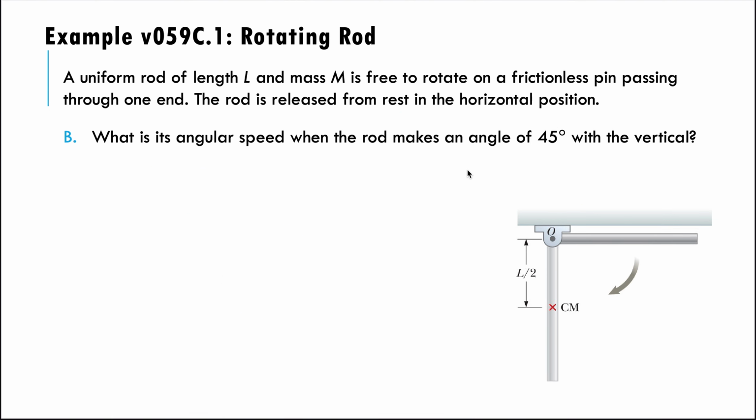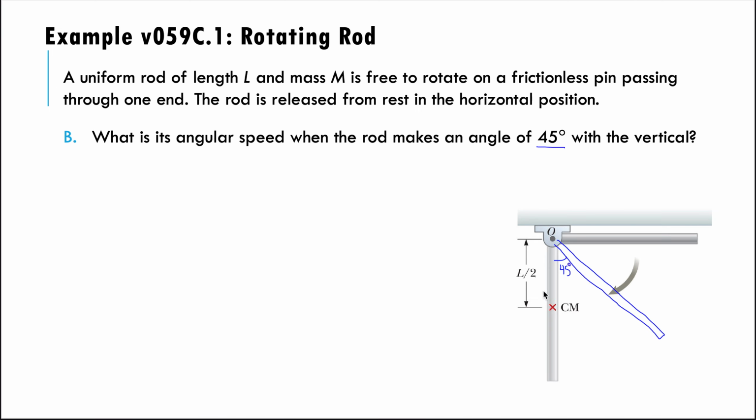Let's look at part B. Here, we want to find the angular speed when the rod makes an angle of 45 degrees with the vertical. So the rod is coming down. It's making an angle of 45 degrees here with the vertical, and we want to know what is the speed over here.